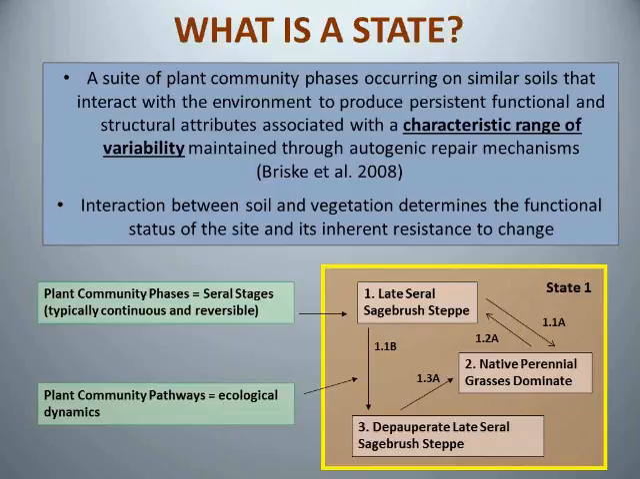So again, these are our community phases within this larger state. And those of you that are familiar with succession, you can think of those as your serial stages, more linear succession type things. And then these community phase pathways are really your ecological dynamics. So what takes you from a late seral sagebrush steppe to a native perennial grass-dominated community? Well, this arrow here is generally fire. So all of the descriptions of these arrows are what's going on to make those plant communities occur on the landscape.